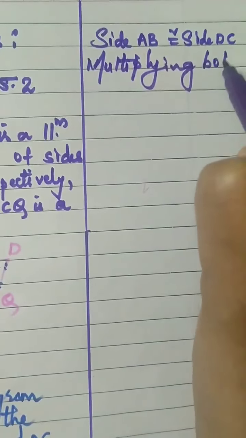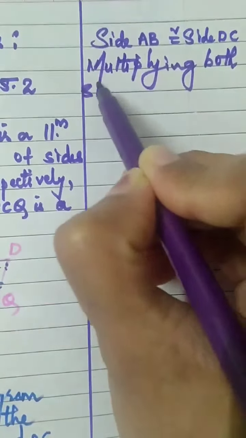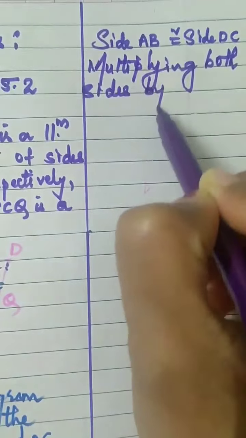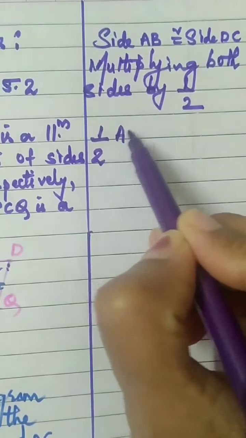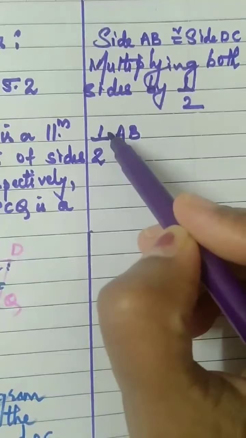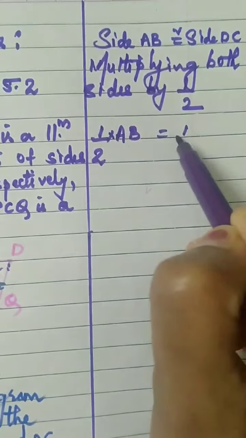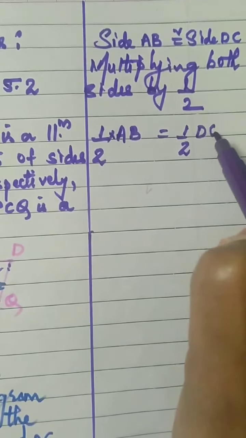both sides by 1/2. So let us divide both sides by half. So half of AB, now no need to write side. Half of AB is equal to half of DC.